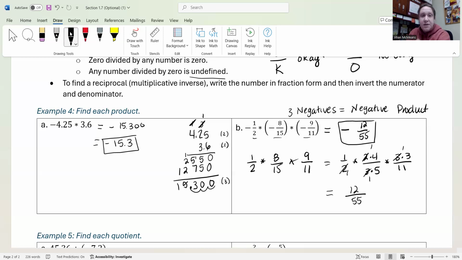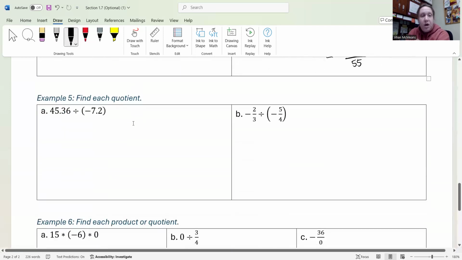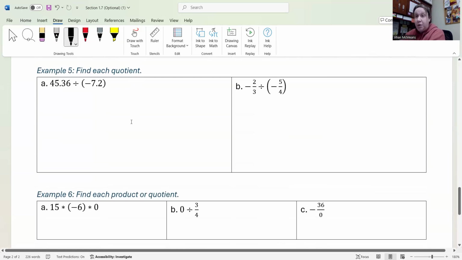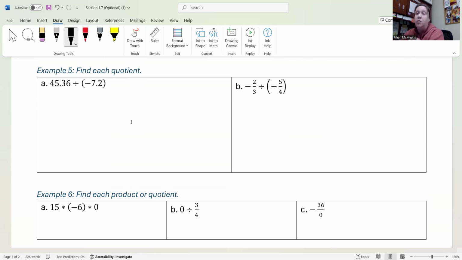Okay, let's practice division. Example 5 says find each product. Now, dividing decimals is probably the hardest part of dealing with decimals. It's not the hardest thing in the world that you're going to do, but as far as operations with decimals, division is the hardest. But let's go ahead and remind ourselves of how it works. So we have 45.36 divided by -7.2. With division you have your quotient, your dividend, and your divisor. The number that's being divided is called the dividend. So 45.36 is our dividend. The number that's doing the dividing is called the divisor. So 7.2 is the divisor.